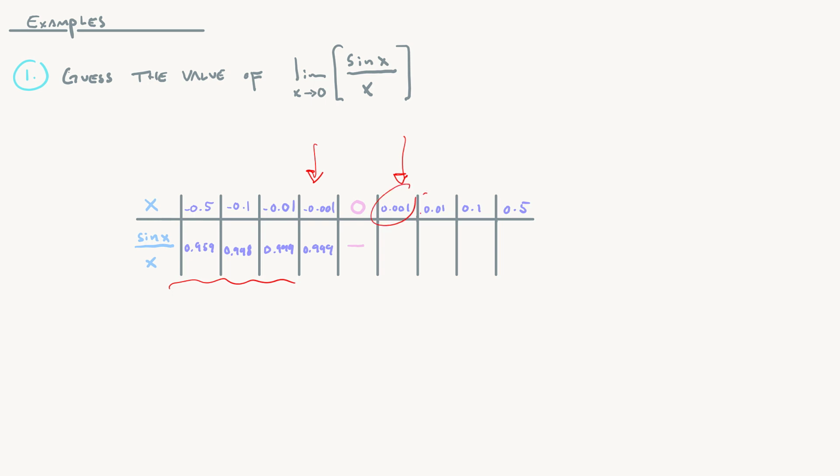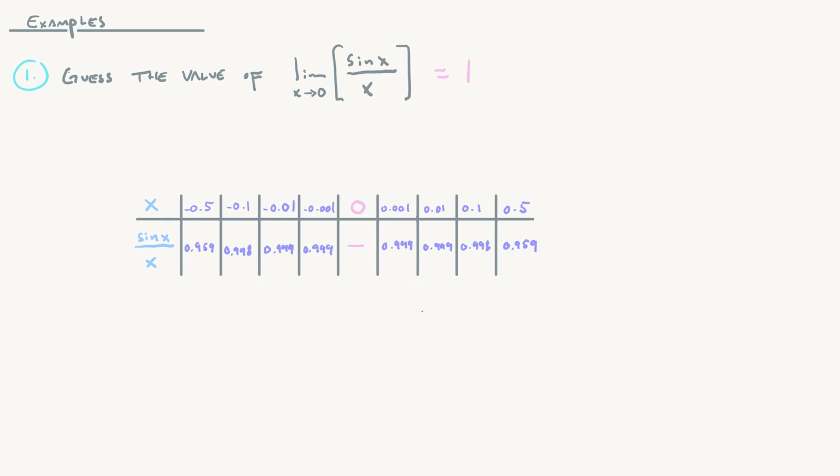So again, plugging these into these x's and getting an output here. This is what I got for this side. It's kind of like a mirror image of what was happening on the left. So again, as x approaches 0 from the right-hand side of the graph, we again see that our y values seem to be approaching 1.